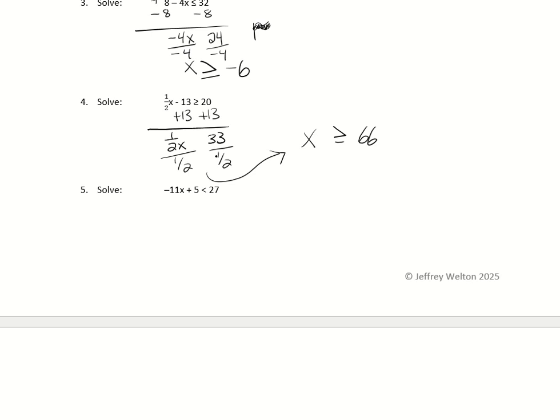Last one here, the plus 5 is the number that's going to go. I'm going to do the opposite by minusing 5 from both sides. Negative 11x and 22. This is times negative 11, so I'm going to do the opposite and divide by negative 11, and that is my red flag. That is what I'm being careful to look out for. So when I divide by a negative, I'm going to have to flip this less than to become a greater than, and then I have my x. 22 divided by negative 11 is negative 2.